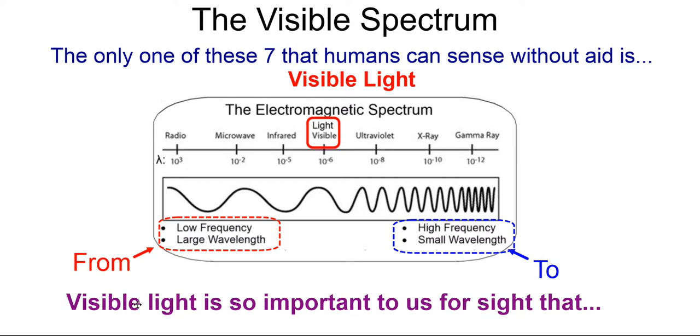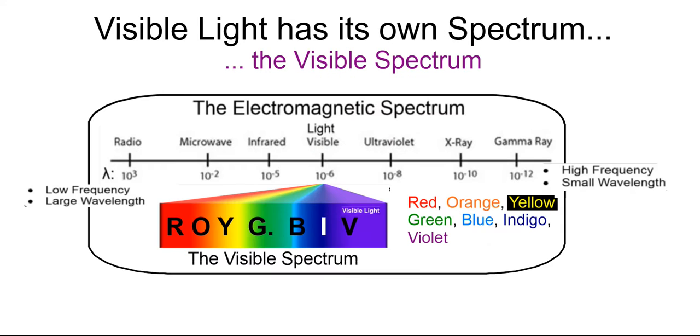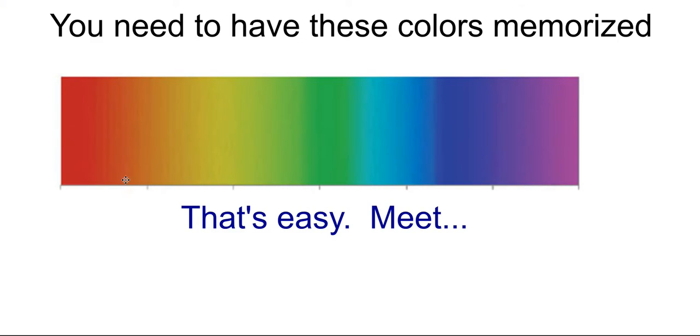So visible light is so important to us for sight that it has its own spectrum. And here it is, blown out here. These colors from red to violet.